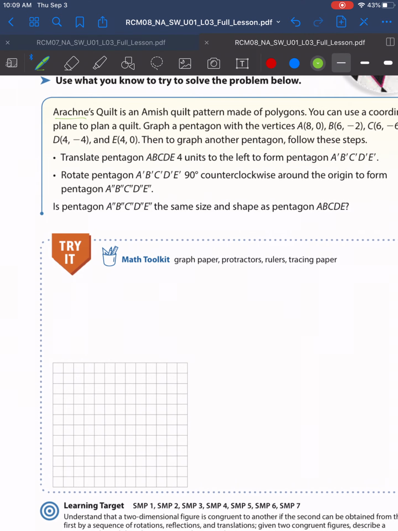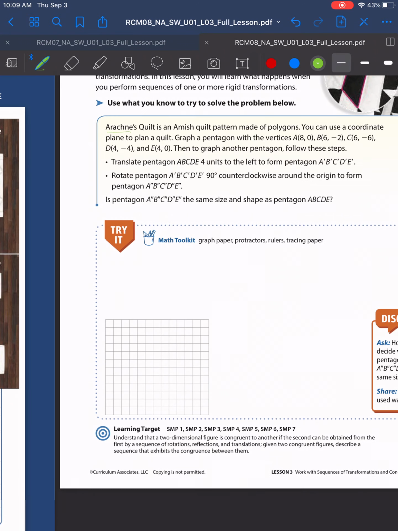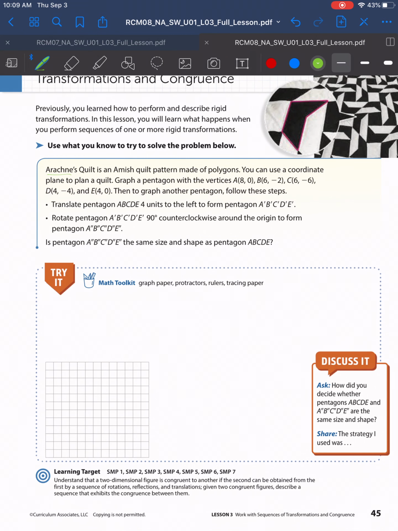All right, it says A is 8, 0. Let's see here. Is there any negatives? There are some negatives. All right, so I'm going to go ahead and just draw me a coordinate plane, I suppose. Hopefully I don't run out of room. Let's see, I'm trying to plan this strategically. Okay, so this is my x-axis, this is my y-axis. Here's 0, 0. Okay, so A is going to be 8, 0, so I'm going to go over 8. 1, 2, 3, 4, 5, 6, 7, 8.